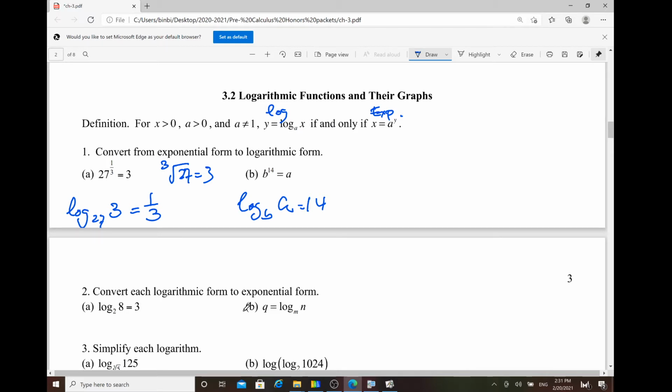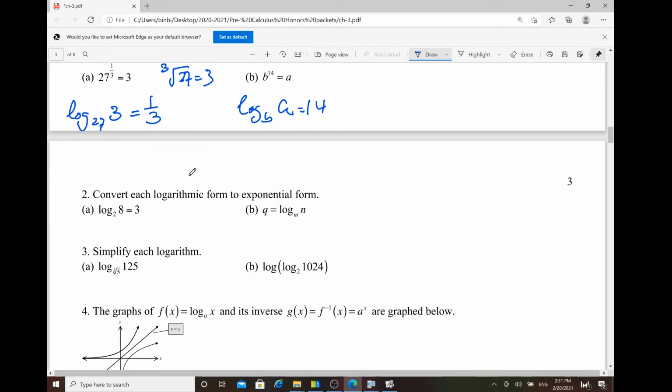Now what about going backward from log form to exponential form? Start with the base. What's the base here? 2. Power 3. And what's the result? 8. Does that make sense? 2 to the power of 3, 2 times 2 times 2, which is 8. And then this one right here: m to the power of q, what is that equal to? N. Just like that, so it's pretty basic.